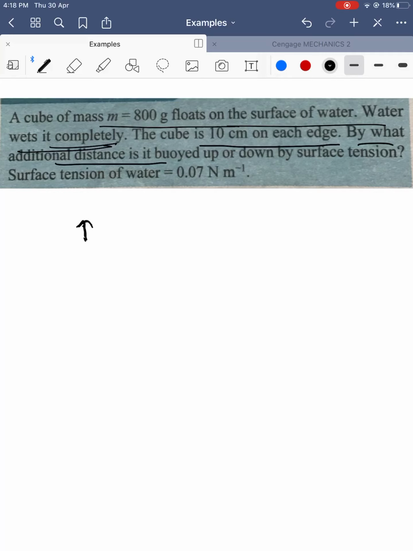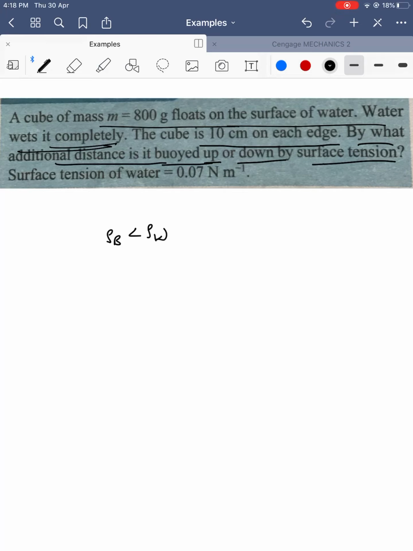By what additional distance is it buoyed up or down by surface tension? Because of surface tension, it moves upward or downward. First we should know which direction it goes. Mass is known, so first we should calculate density.